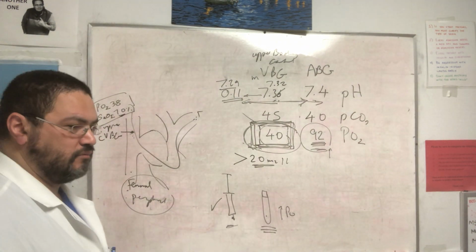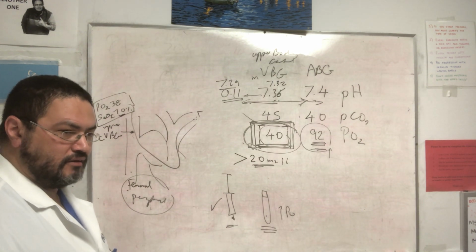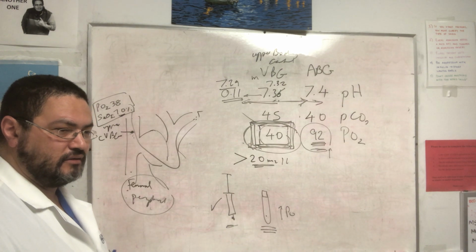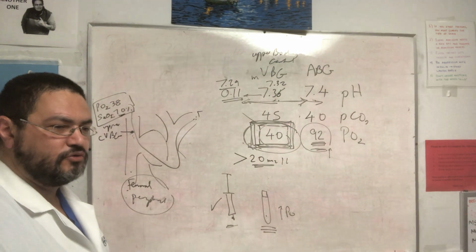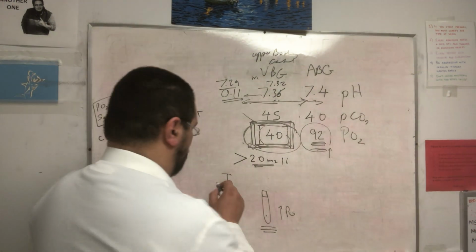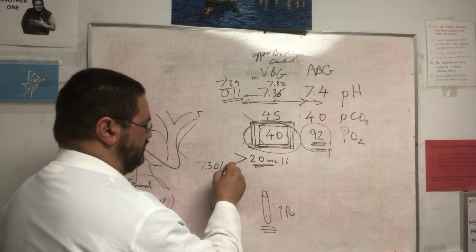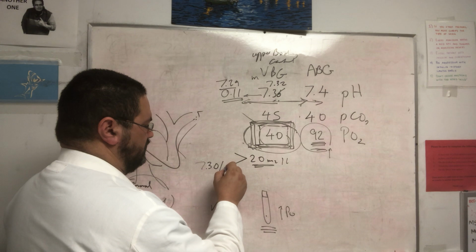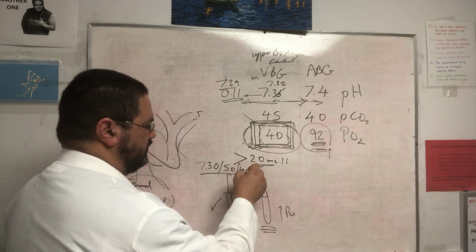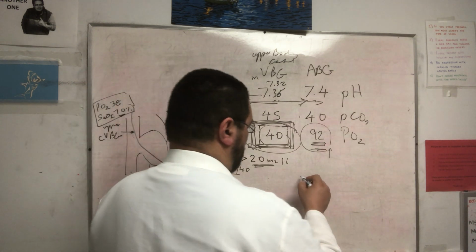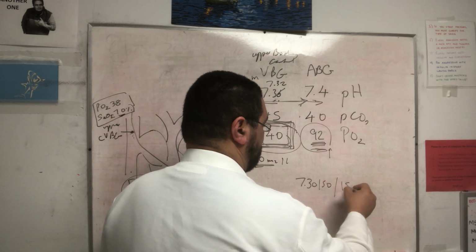It potentially caused a problem because somebody was just thinking about the PO2. Here is the example: 7.30, 50, and the PO2 is 40. Now this one here is 7.30, 50, and the PO2 is 150.